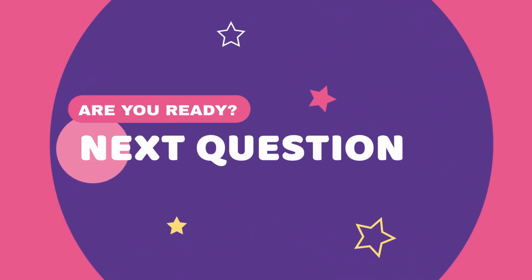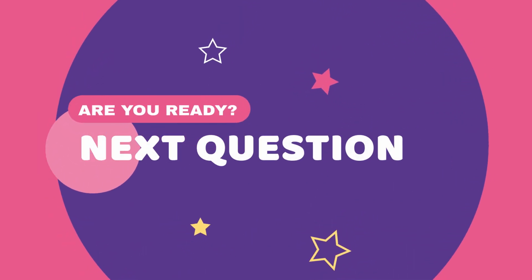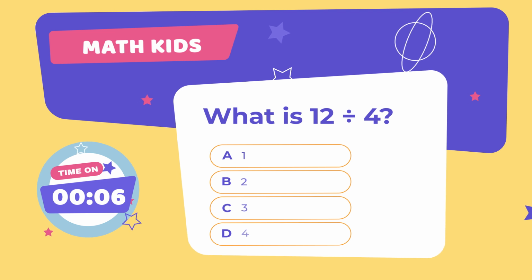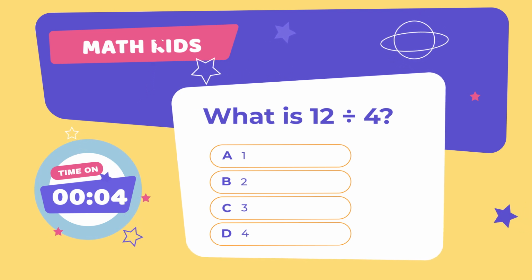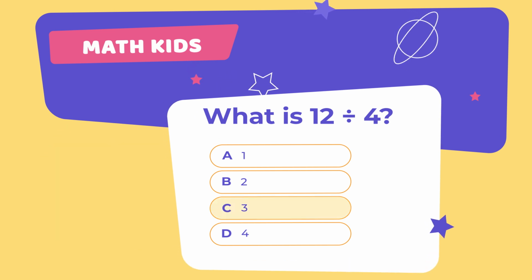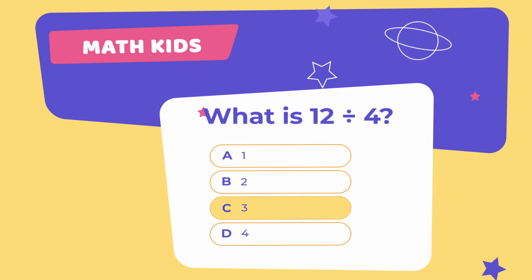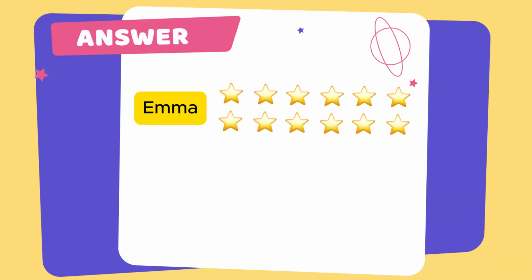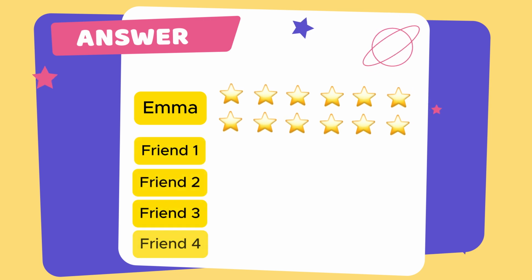Are you ready for the next question? What is 12 divided by 4? You're right. Your answer is correct. Emma has 12 stars and 4 friends to share them with. How many stars will each friend get?